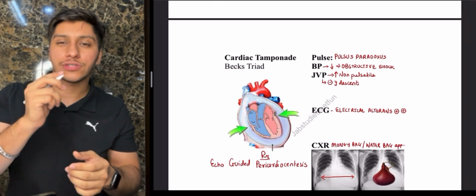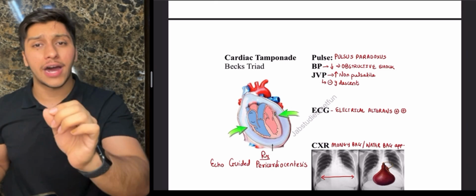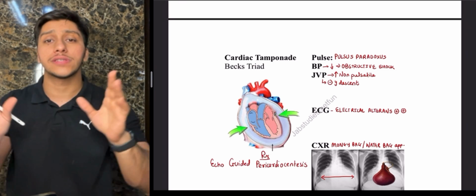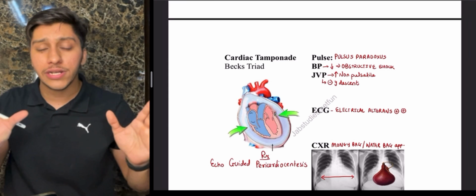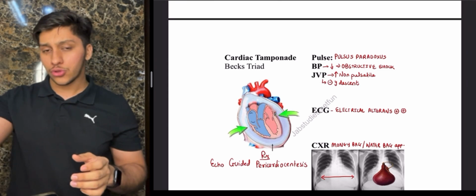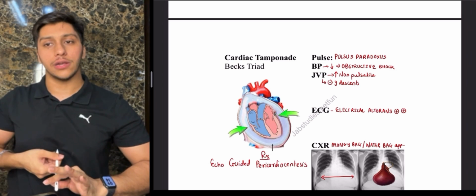The triad is Beck's triad. What is Beck's triad? Muffled heart sounds, S1, S2, JVP raised, hypotension. Diagnosis: cardiac tamponade. Very good. What is the management? Echo-guided pericardiocentesis through the safe sternum, at a 45-degree angle.